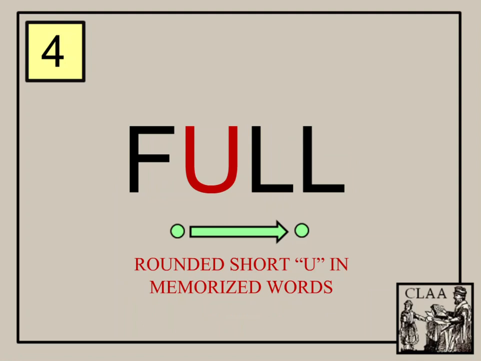The English vowel U can also make a rounded short U sound in memorized words. The rounded short U sound sounds like ooh, ooh, ooh. Let's read this word using the rounded short U sound. Full, full, full. Do you hear the rounded short U sound? Ooh, ooh, ooh. This is the fourth sound made by the English vowel U.